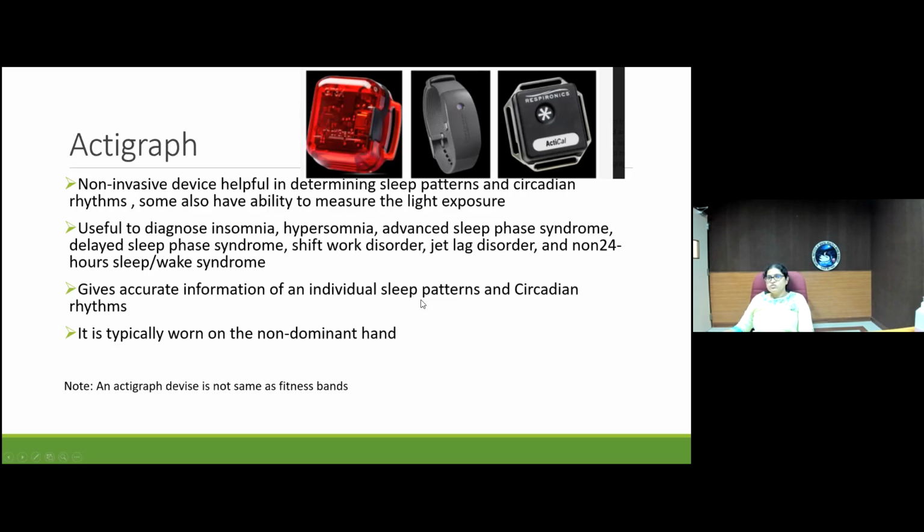So it gives accurate information about the sleep patterns, and usually it is worn on the non-dominant hand. If a person is right-dominant, he should wear it on the non-dominant hand. And again, to specify here, it is not similar to a fitness band. Most fitness bands are able to give information about the sleep timings and the sleep hours, but they do not give enough information about the pattern or exposure to light as much as an actigraph. So actigraph is a very non-invasive, easy method where the person can just wear it and carry it around through his daily routine.